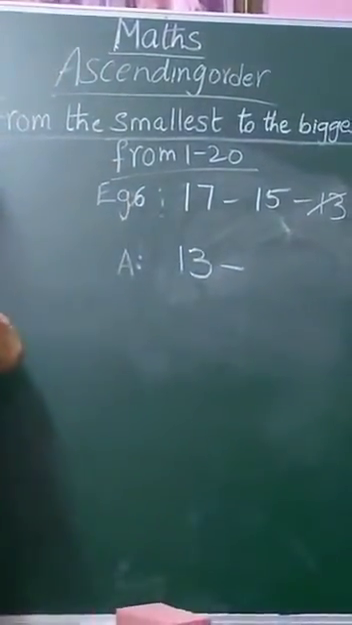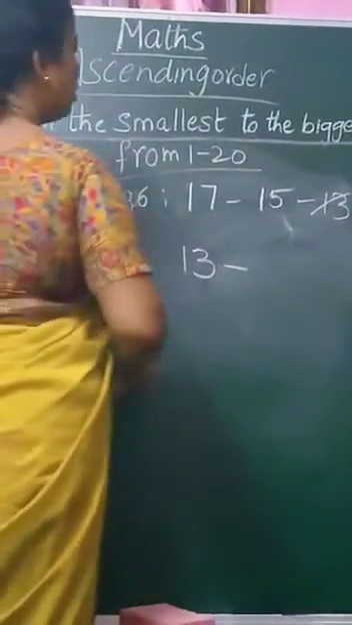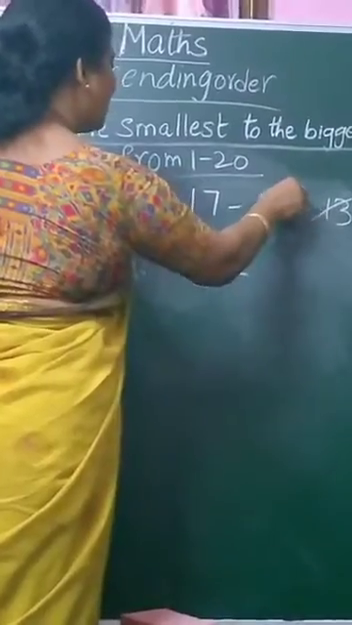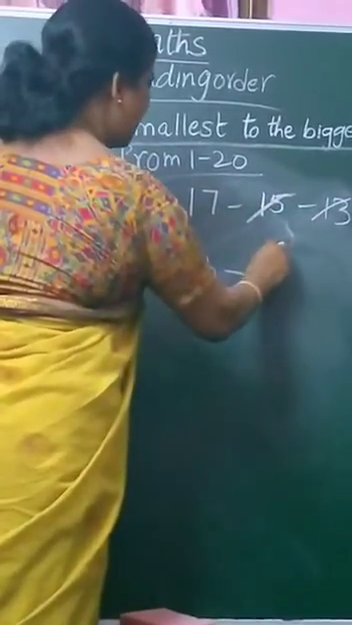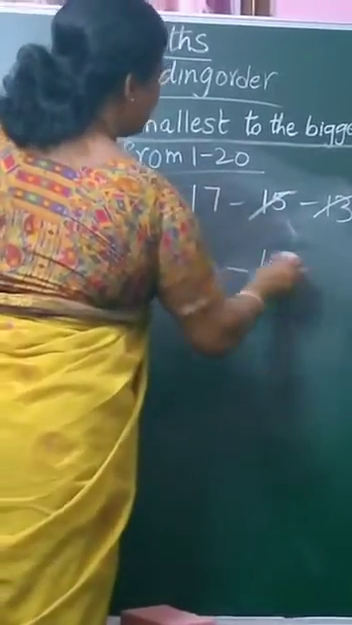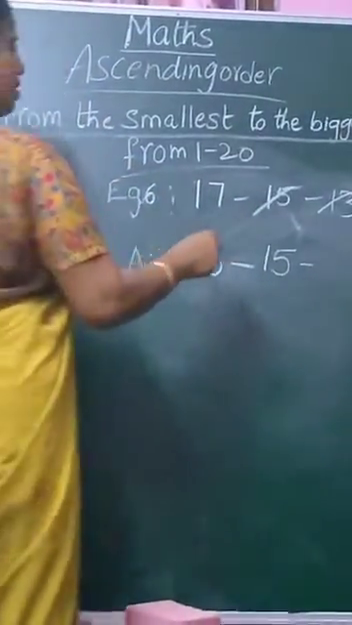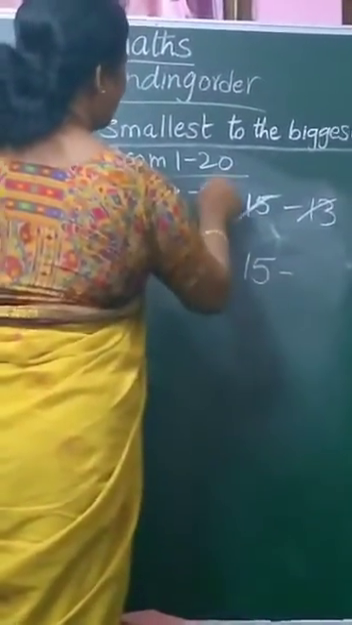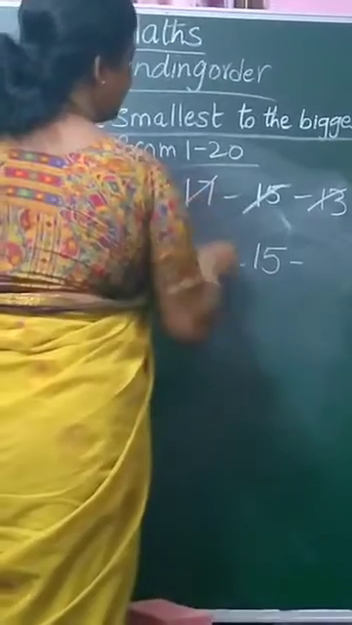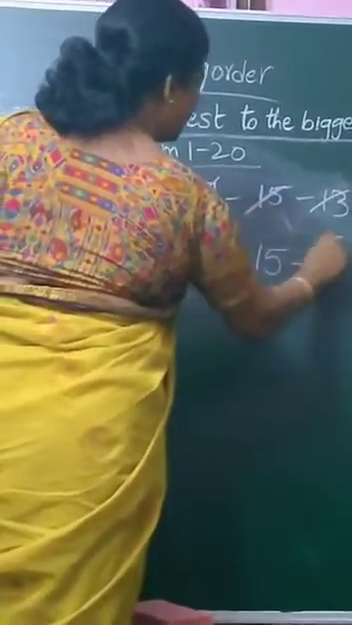After what number comes? 14 is also not given. So, next number is 15. Before putting in the answer, just cut here and put it in the answer. 15 after what number comes? 16. So 16 is also not given. I'll go to the next number, biggest number 17. Before putting in the answer, I'll cut it here and put it in the answer.